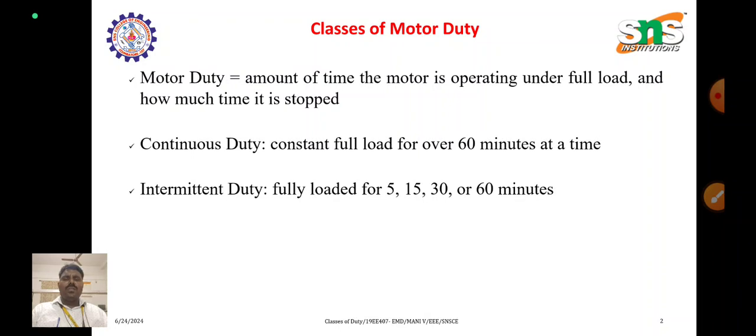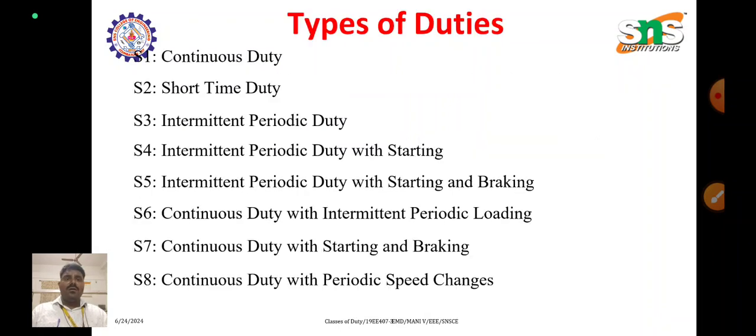Then further we can say continuous duty and intermittent duty. The continuous duty is constant full load for over 60 minutes at a time. So the load will be constant and it will be operating more than 60 minutes at a time. That is called the continuous duty. If it is intermittent duty, it may be operated for 5 minutes or 15 minutes or 30 minutes or it may be 60 minutes, but at full load. So these are the different types of duties.